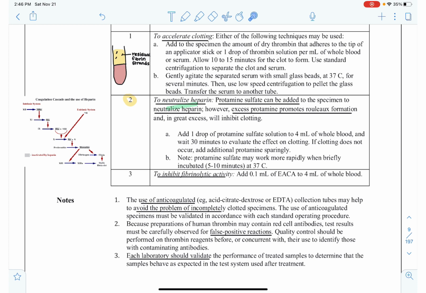Each lab should always validate the performance of treated samples to determine that the samples behave as expected in the testing system. So if you use the protamine sulfate method to inhibit heparin, you'd have to validate this in your laboratory to ensure that the procedure reacts as it should using your method.